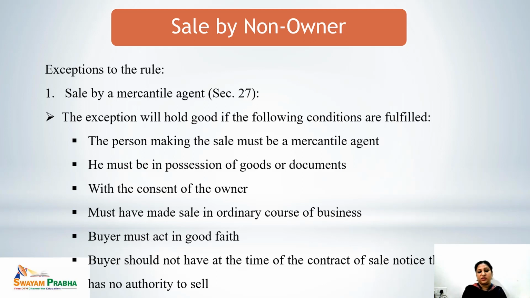And he is making this sale in the ordinary course of business. This is not an unusual transaction. The buyer must act in good faith, purchasing the articles in good faith. The buyer should not have notice at the time of the contract that the agent has no authority to sell the goods. If any such notice or information is available to the buyer and even then he buys the goods, this exception would not hold true.